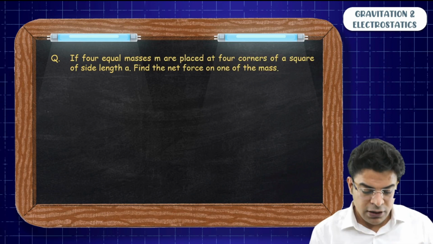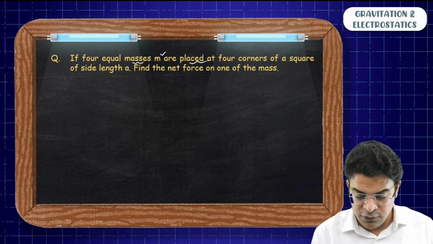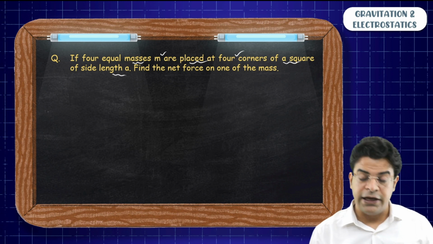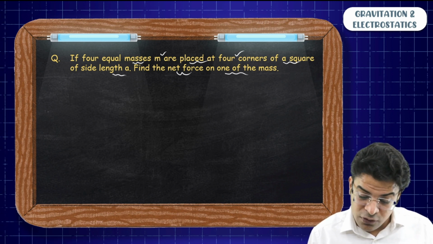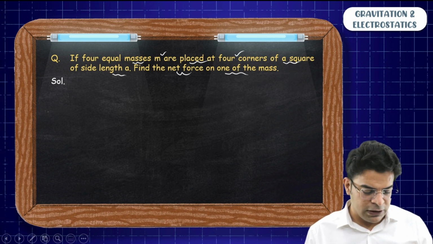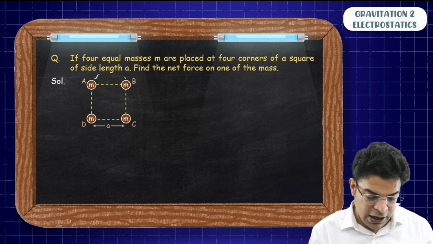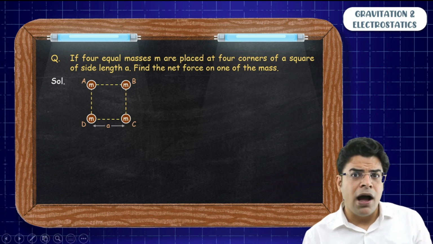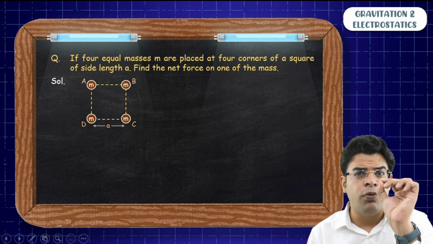Now the question: if four equal masses m are placed at four corners of a square of side length a, find the net force on one of the masses. So last time we took three masses. This time we are taking four masses. So visualize the four masses m, m, m, m. I'm drawing them big, but you must think of point size masses.